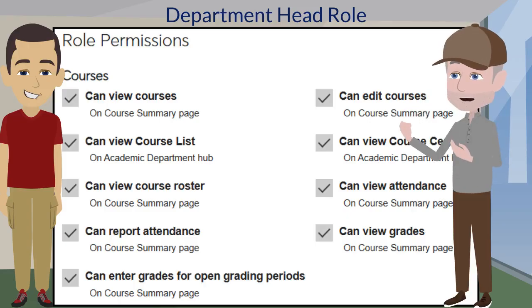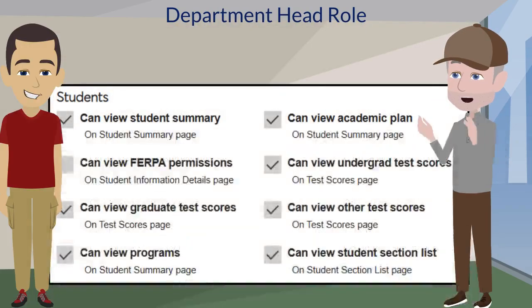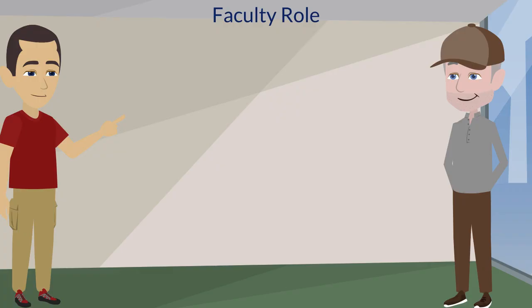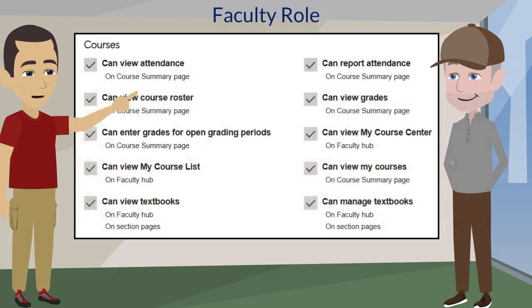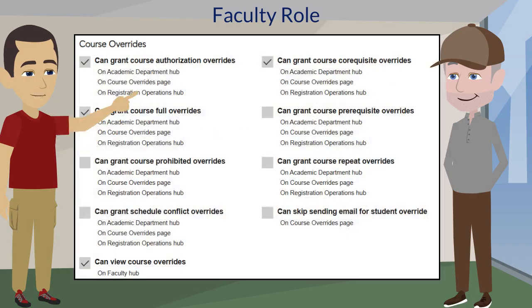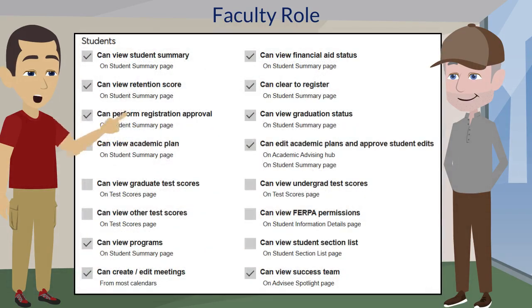The Department Head role template has permissions for courses in the department. It also has permissions for students in those courses, and it has permissions for overrides for those students. The faculty role has permissions to view their own summary page and calendar. There are permissions to manage their courses, textbooks, grades, and attendance. There are permissions for various overrides. And there are many permissions for student information.